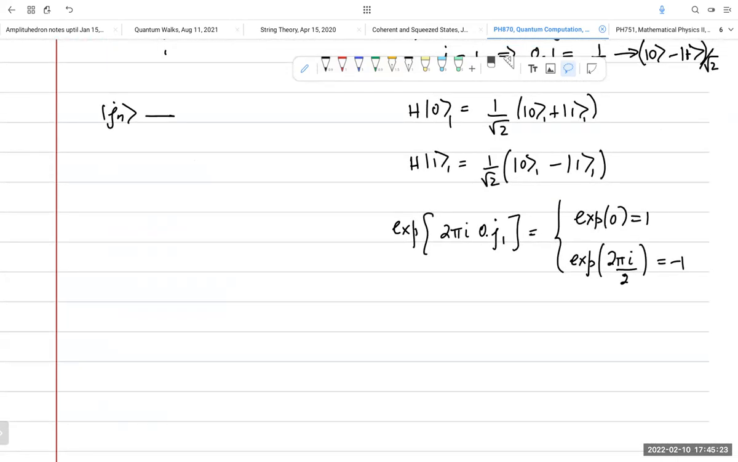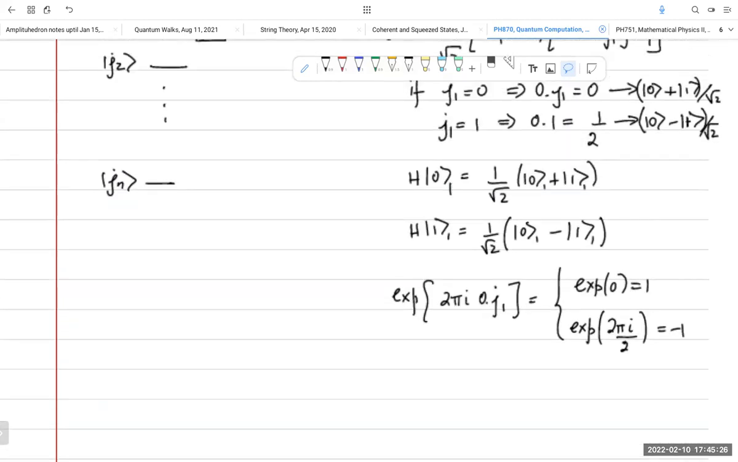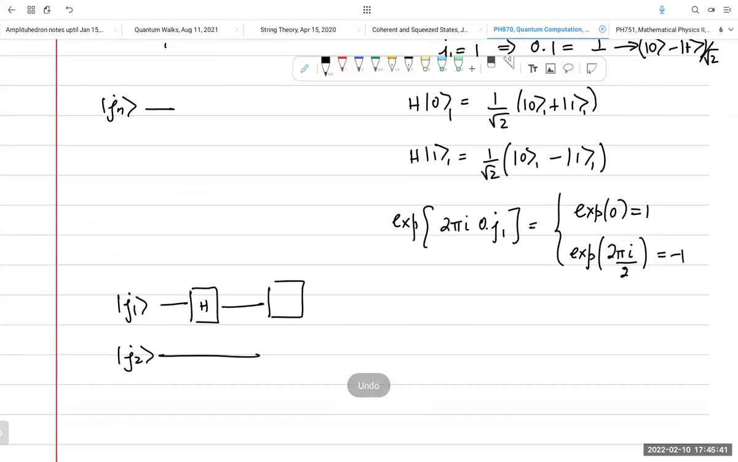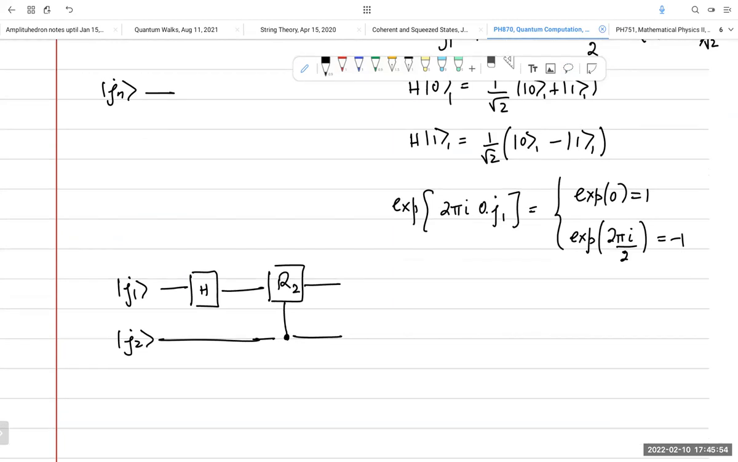Okay. Now, the next step is the following. After we apply this Hadamard to the first qubit, we act on the first qubit with a rotation R2, which depends on the value of the second qubit. So this is a controlled rotation. Now, first of all, what is this rotation? We'll write Rk equal to the matrix with entries 1, 0, 0, exponent 2 pi i divided by 2 to the k.